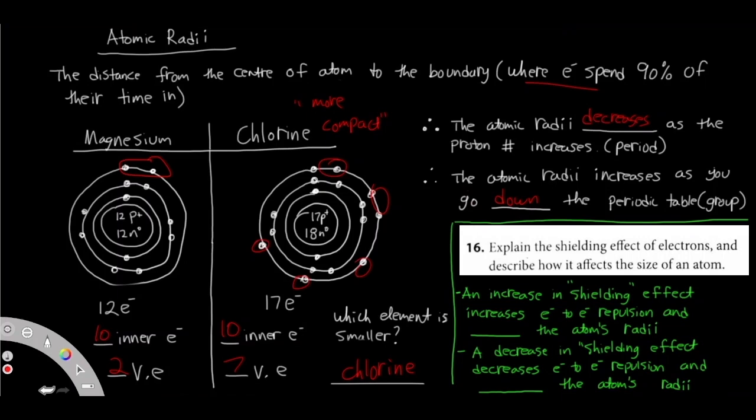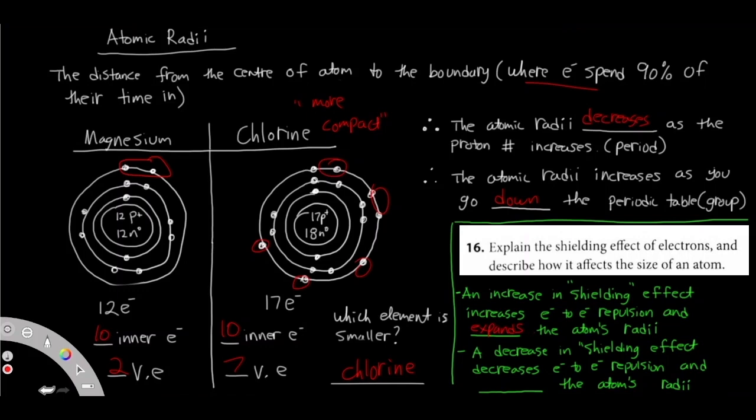So let's answer this green question of the day before we end off. Explain the shielding effect of electrons and describe how it affects the size of an atom. An increase in the shielding effect, so more inner electrons, increases the electron to electron repulsion and expands the atomic radii. Remember, electrons do not like each other.